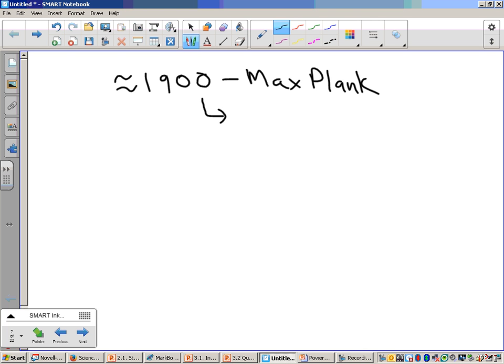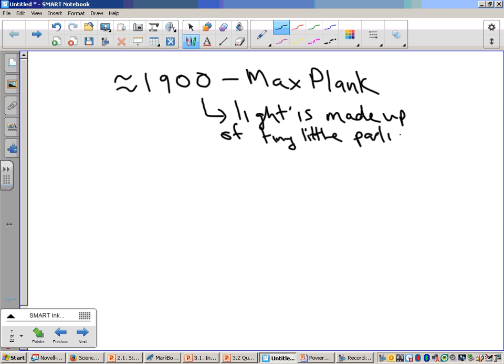And the only way to really explain the photoelectric effect, and Max Planck didn't do this, actually Albert Einstein successfully explained it, but he used Max Planck's idea. Max Planck was explaining something else. It doesn't matter what he was explaining, but he was stating that light, all right, is made up of tiny little pieces or particles, all right? Little pieces or particles of light, all right?